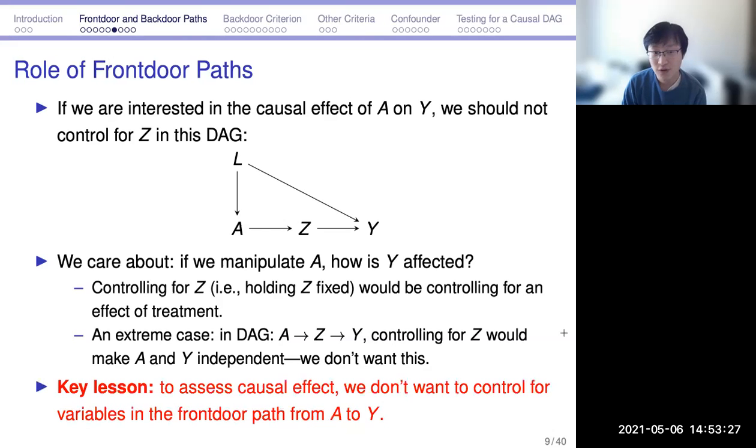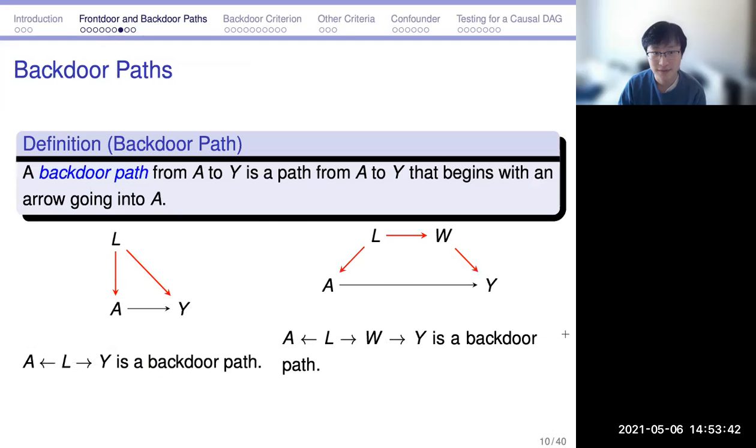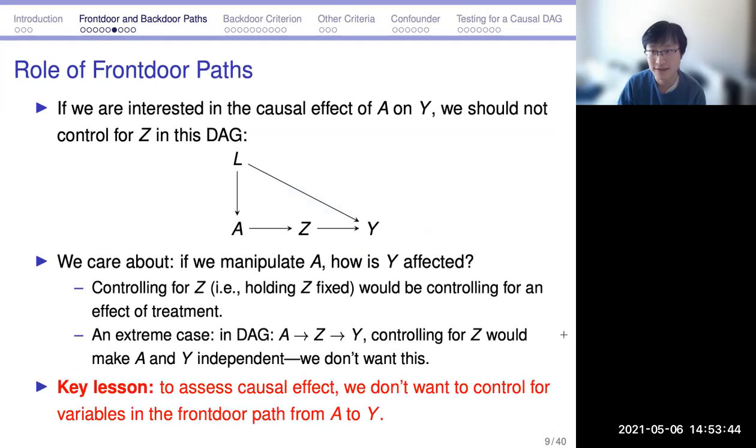Okay, so the key lesson for the front door paths is that to assess causal effects, we don't want to control for variables in the front door path from A to Y. Any questions for the front door paths?